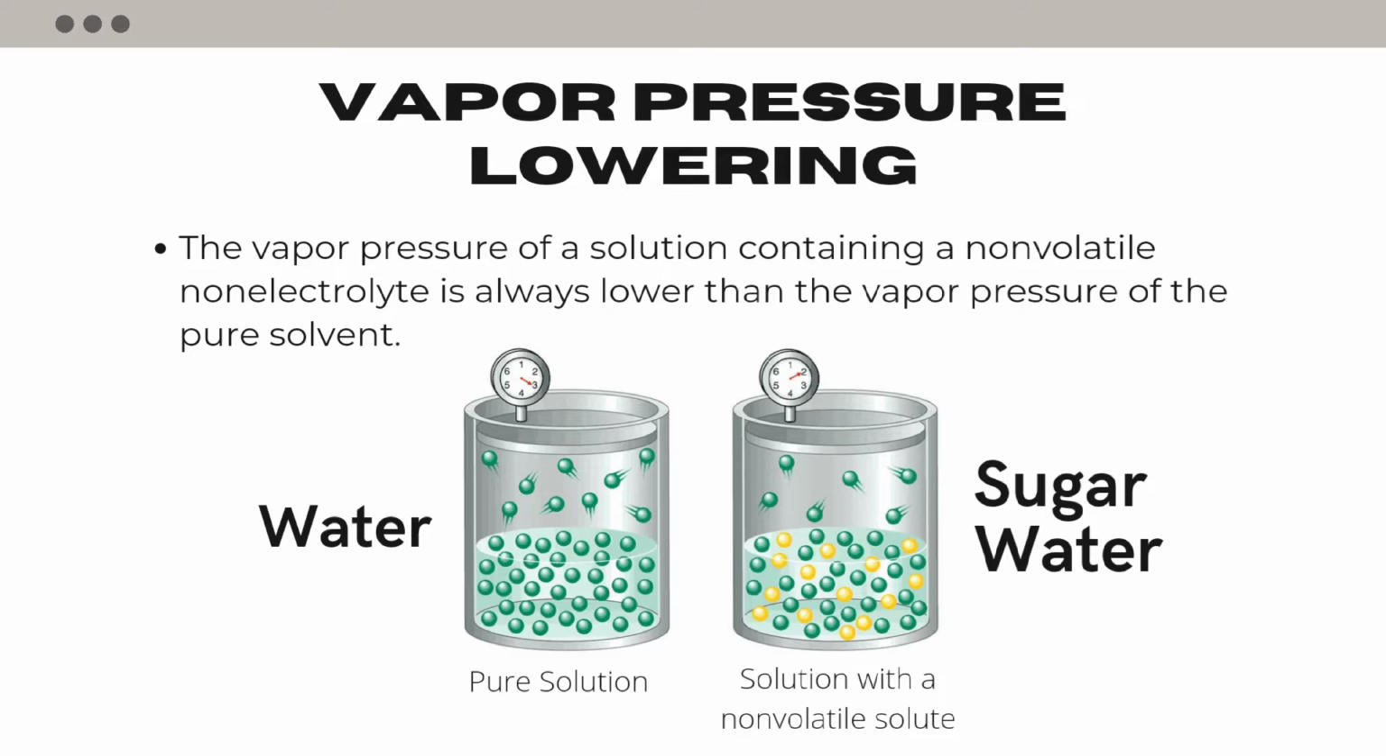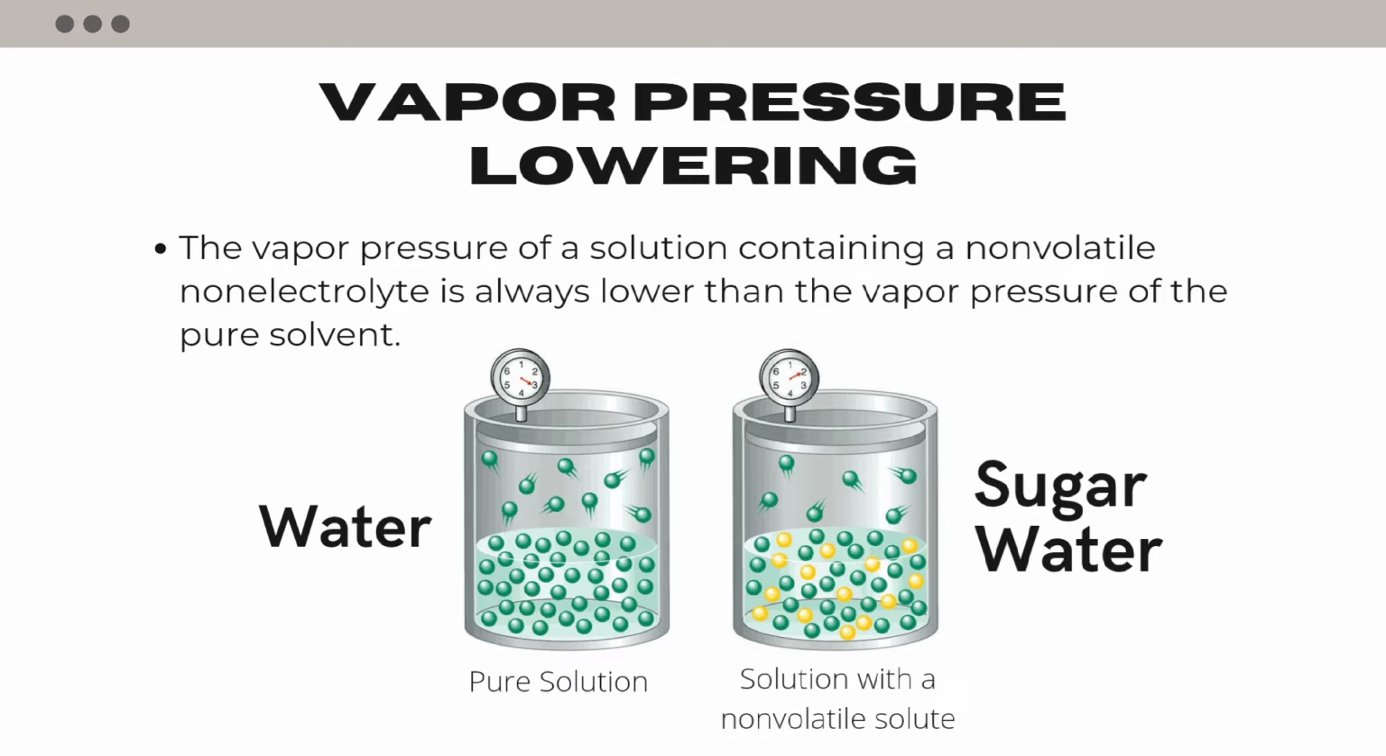Let's move on to the vapor pressure lowering. The vapor pressure of a solution containing a non-volatile, non-electrolyte is always lower than the vapor pressure of the pure solvent. Vapor pressure lowering is a property associated with ideal solution. Let's take a look at an example here.